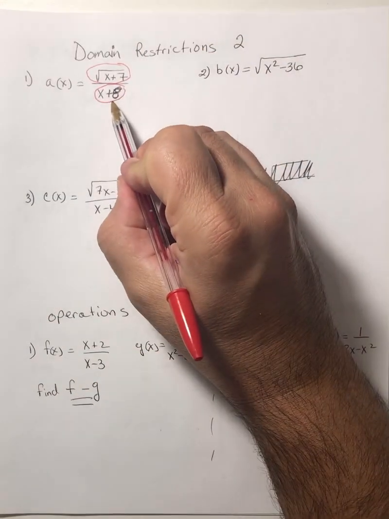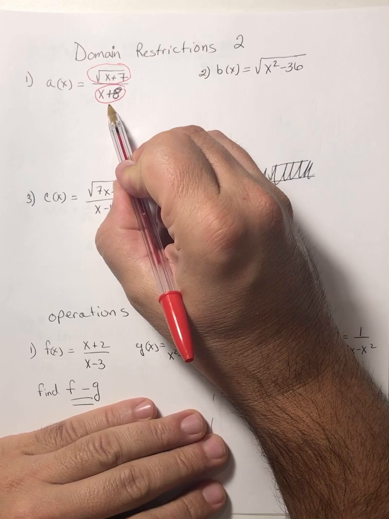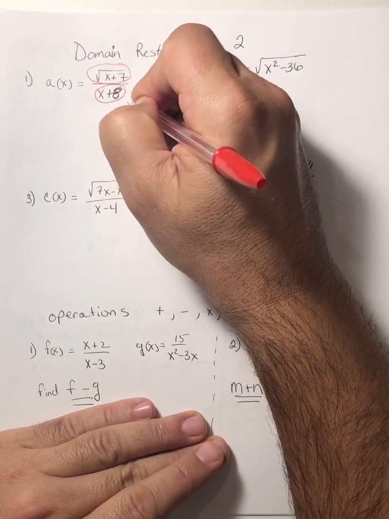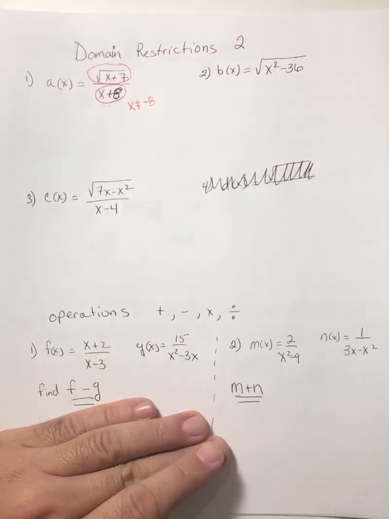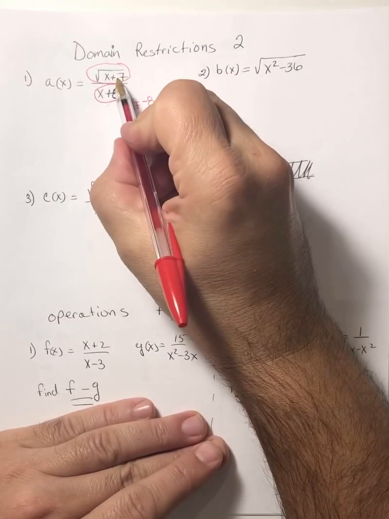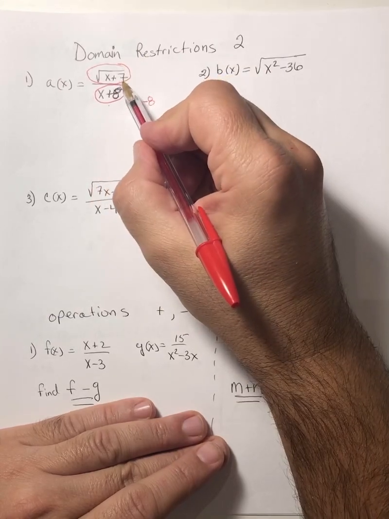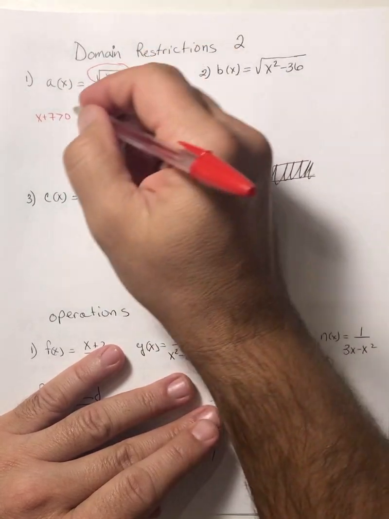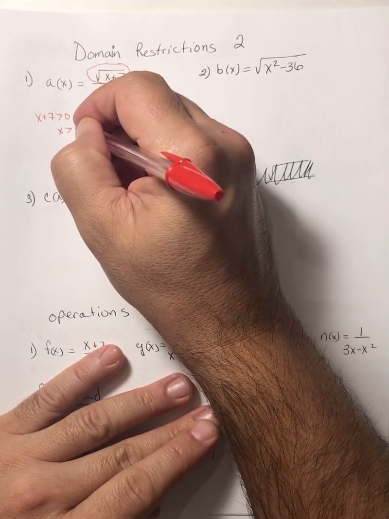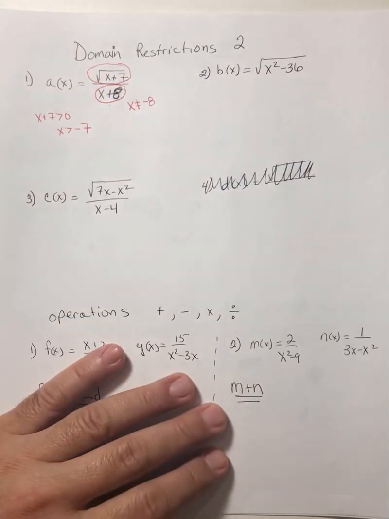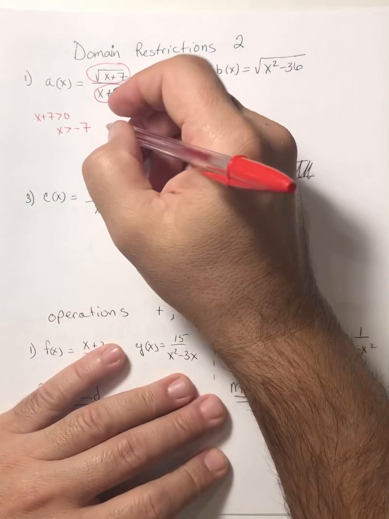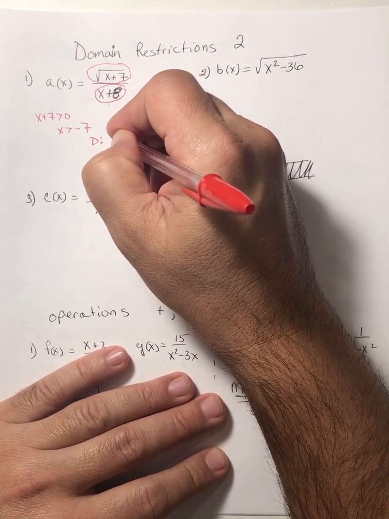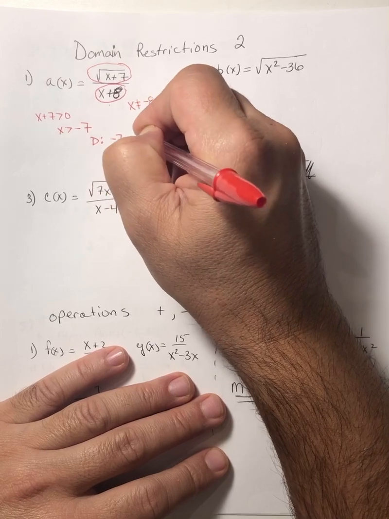So on the bottom, what do we say? That's right, x cannot be negative 8. All right, then what do we have to say about the top? We also have to look at the top for this one. That's right, x plus 7 has to be greater than or equal to 0. So x has to be greater than or equal to negative 7. Okay, we're in pre-calc. We're going to write this out using our interval notation. So the domain is negative 7 to infinity.